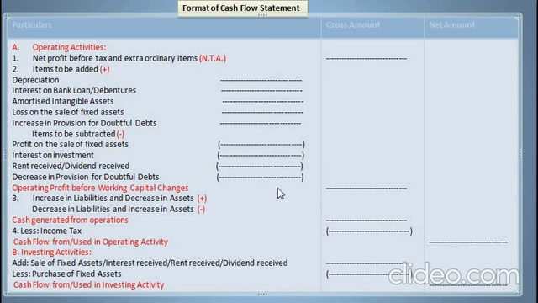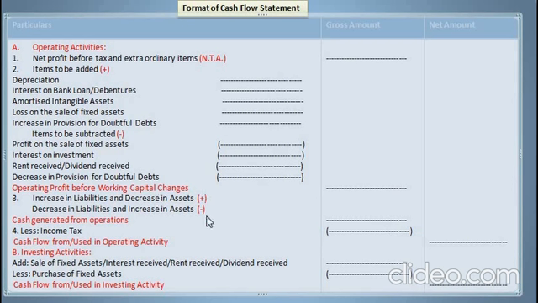Children, please remember, if the result is positive, you write the figure as it is. But if the result is negative, you put it in bracket. Okay. Now in the third part, we are going to show the effect of working capital. Working capital is current assets minus current liabilities. If the value of assets increases from previous to current year, these will be added. Similarly, if the value of liabilities increases from previous year to current year, it will be added here.